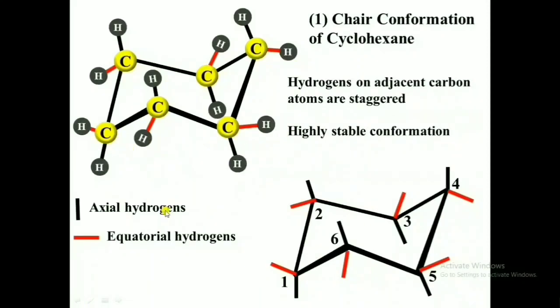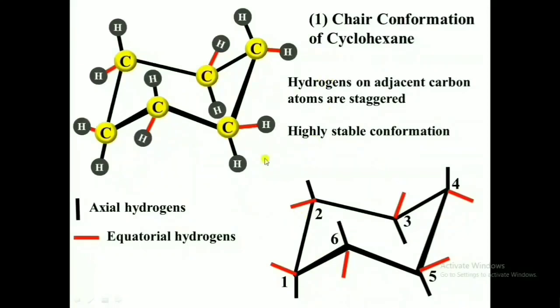So in cyclohexane, the hydrogen atoms on each carbon atom are either axial hydrogens or equatorial hydrogens. We represent cyclohexane on paper like this, because the earlier representation is time consuming. So you can also represent cyclohexane like this. Here the carbon atoms are numbered 1, 2, 3, 4, 5, 6, and each carbon atom has 2 hydrogen atoms, one in the axial position and the other in the equatorial position. If you examine all the carbon atoms, you will see the condition is the same.